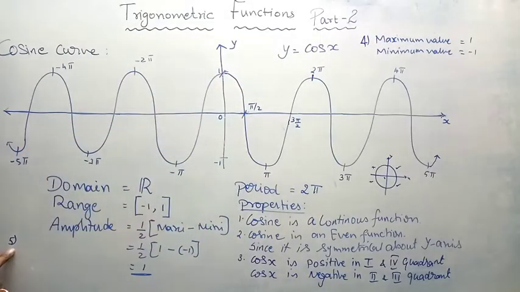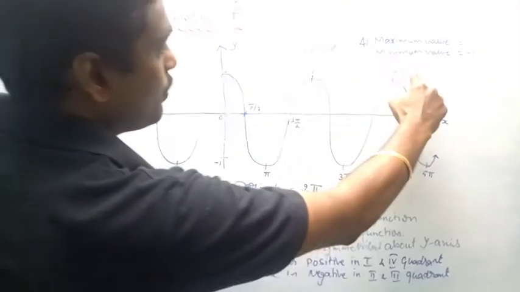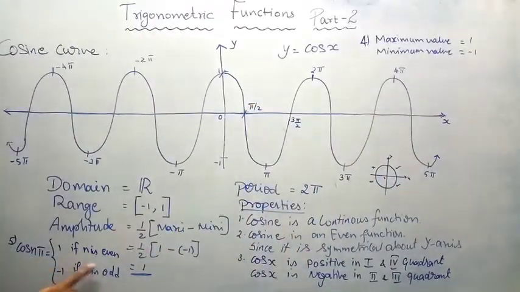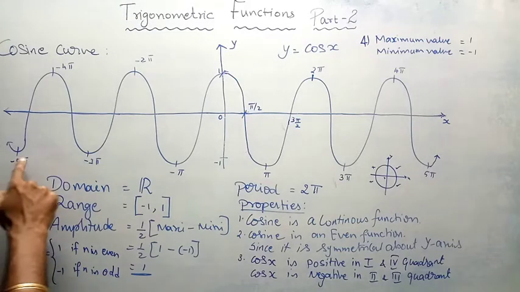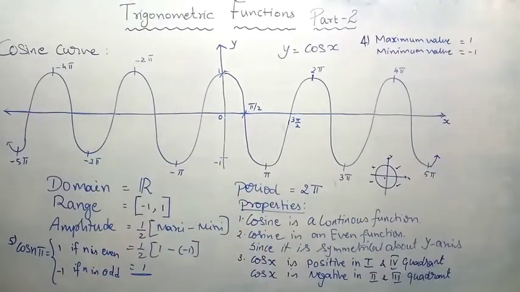I will write the fifth point here. Cos n pi equals 1 if n is even, minus 1 if n is odd. See, cos even pi always appears at the top. So if n is even, this will be even pi, it gives 1. If n is odd, pi appears always at the bottom, it gives minus 1. Is it clear?